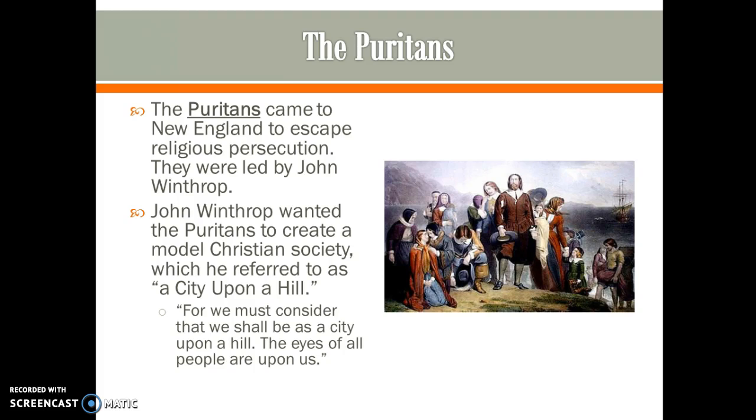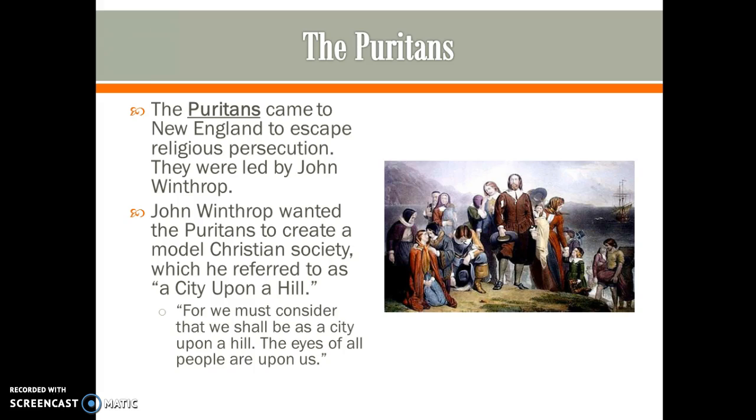John Winthrop wanted to create a model Christian society, and the Puritans were mainly called the Puritans because they wanted to purify the English church, the Anglican church. They thought that the Anglican church had still become too Catholic, and so they sought to go to the New World because they were persecuted or discriminated against in Great Britain.